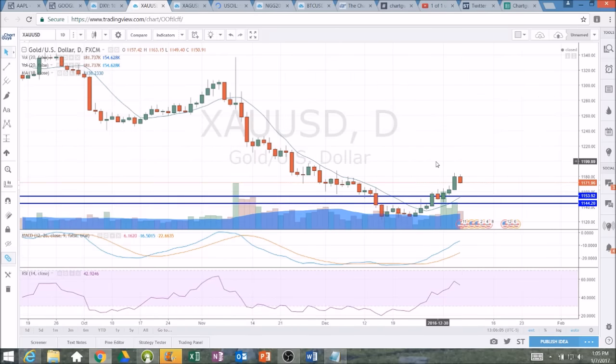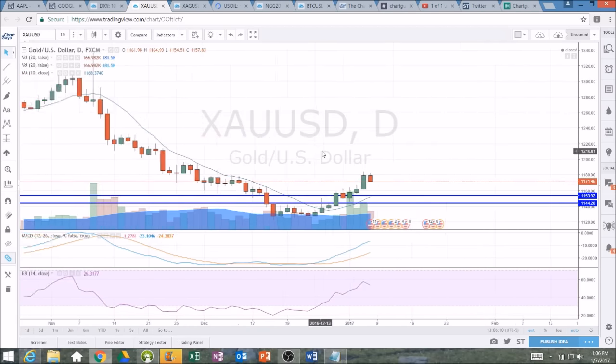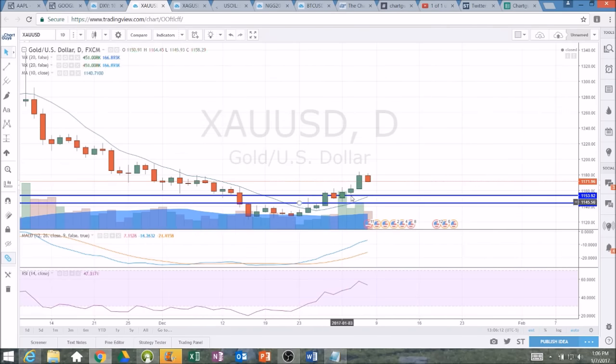Are the bears going to continue in control here of the overall daily and weekly trend? Or is this the start of a trend reversal? And judging by the magnitude of the bounce at this point, I would say more likely than not, we are going to see the bulls resume some more upside.